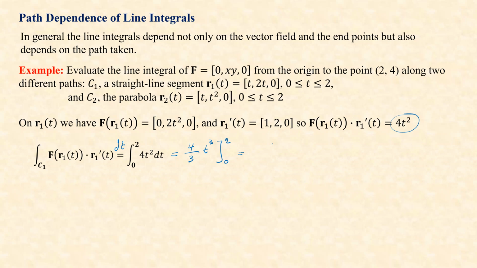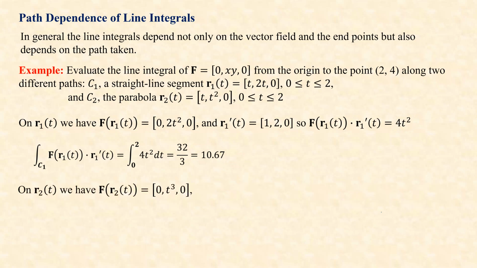If you put in t equals 2, 2 cubed becomes 8, times 4 is 32/3, right? So 32/3, which is 10.67 or 10 2/3, right?